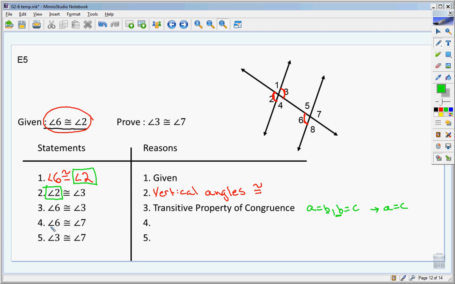The next statement says angle 6 is congruent to angle 7. Angle 6 has 1 mark on it, so I'm going to put 1 mark on angle 7. Why do I know 6 and 7 are congruent? They're vertical angles.